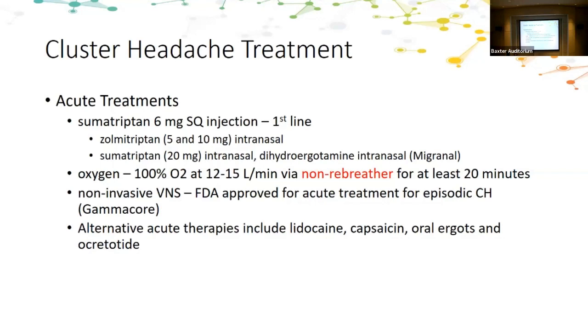So the point of an acute treatment is, you have a cluster, they last up to 180 minutes, the 15 to 180 minutes. And the acute treatment is to decrease the time of that particular single attack within that cluster. It doesn't shorten the cluster itself.